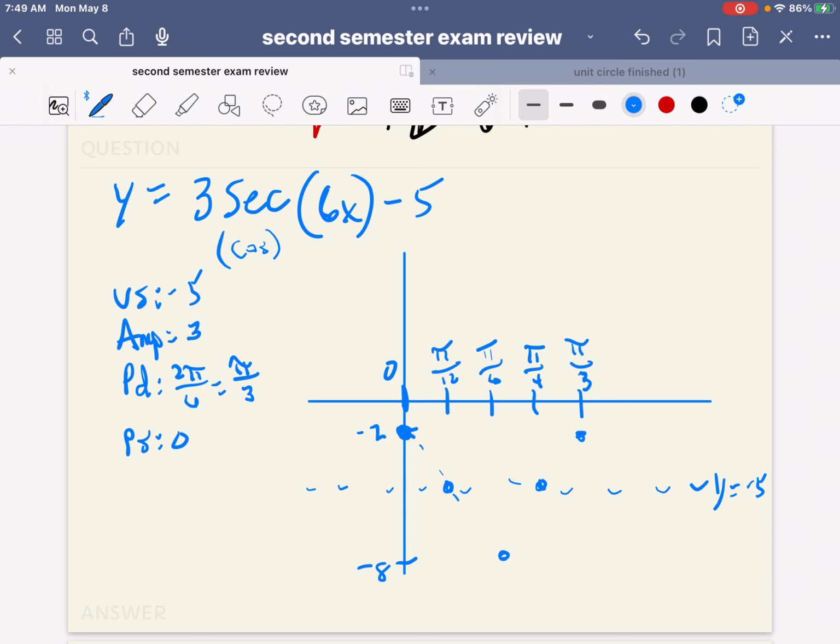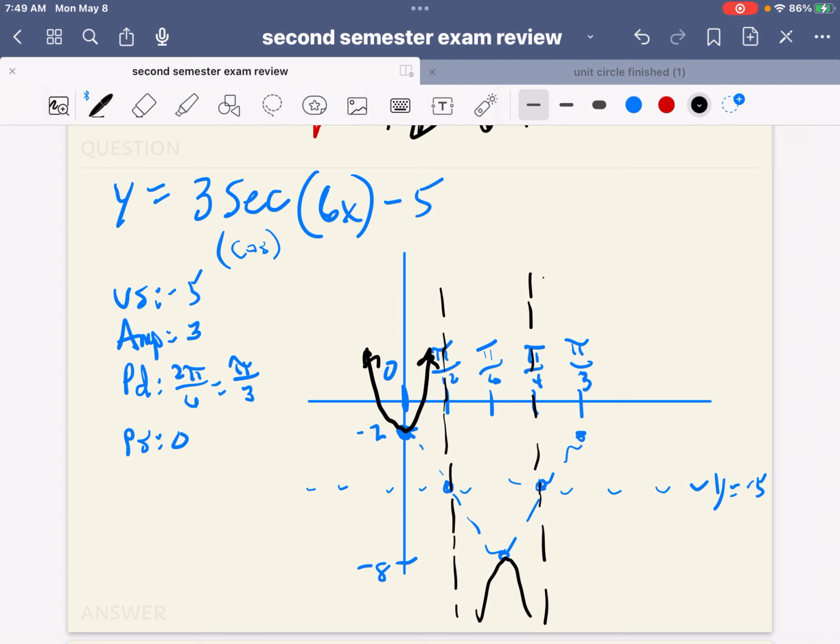So let's dash in the cosine wave, and then let's draw asymptotes where the cosine wave crosses the midline. And then let's draw our little parabola thingies touching those high points and low points. And there you go, you have your secant wave drawn.